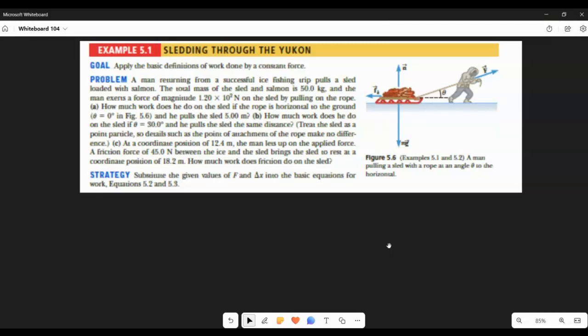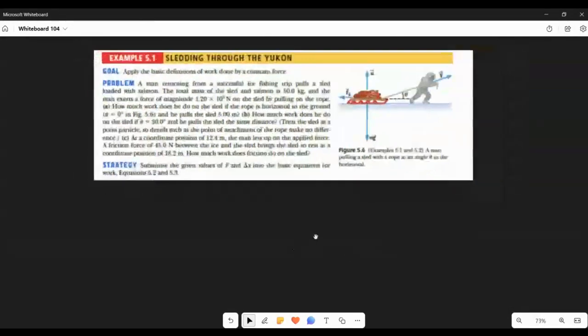And then a friction force of 45 newtons between the ice and the sled brings the sled to rest at a coordinate position of 18.2. So obviously they're just talking about the change in distance there. How much work does friction do on the sled, right? So again, we all have to apply our basic values.